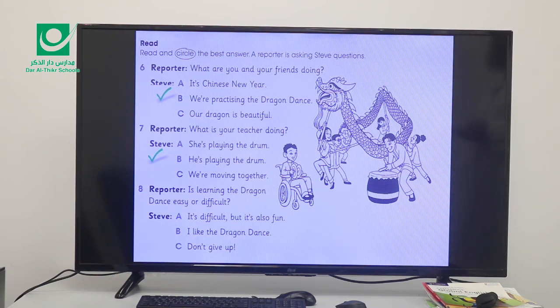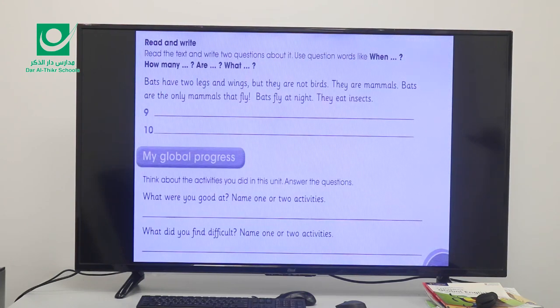Now, 8. Is learning the dragon dance easy or difficult? Again, we talked about this before. Steve, he's going to say it's difficult, but it's also fun. I like the dragon dance, don't give up. Which sentence is correct? Actually, it is A. Okay, it's A.